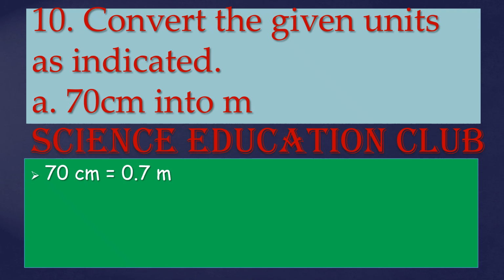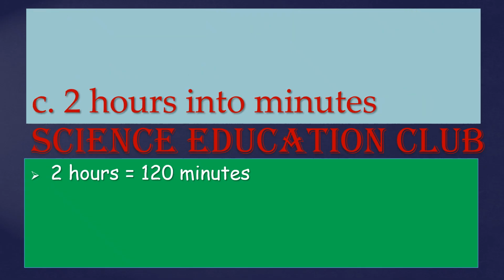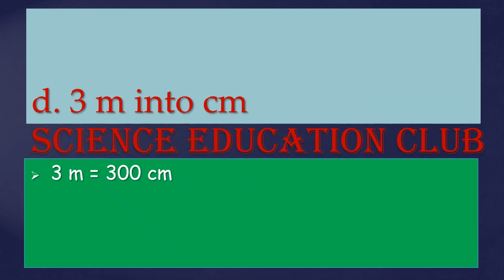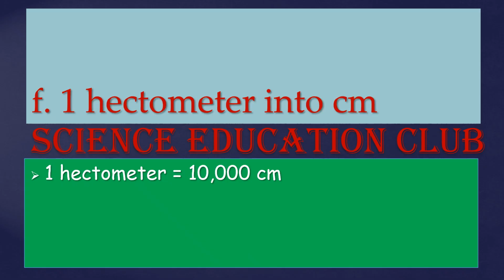Convert the given units as indicated. So 70 centimeters into meters you divide by 100. 10 minutes into seconds you multiply by 60. 2 hours into minutes again you multiply by 60. 3 meters into centimeters multiply by 100. 20 millimeters into centimeters divide by 10. 1 hectometer into centimeters multiply by 10,000.